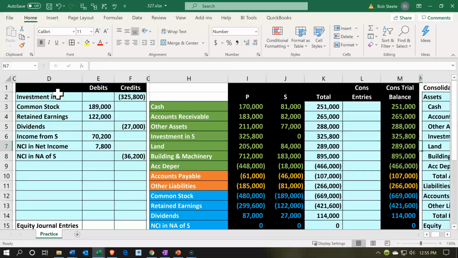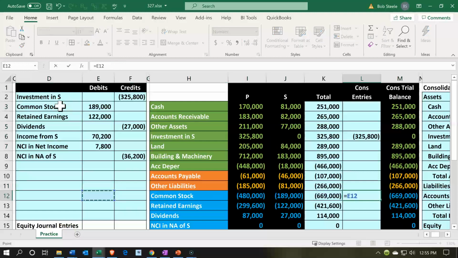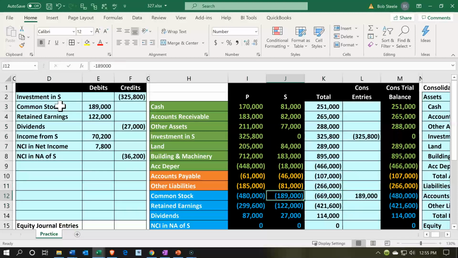Let's say, all right, so we're going to say the investment needs to go away. That's straightforward. If I know nothing else, I know that's got to go away. So I know that is good, right? And then the common stock is going to be down here. So I'm going to remove the entire common stock for S, just like we would before, because then I want to report it back on. So there's the 480, there's the 189, adding up to the 699, removed the 189 to get back to P's portion of the 480.